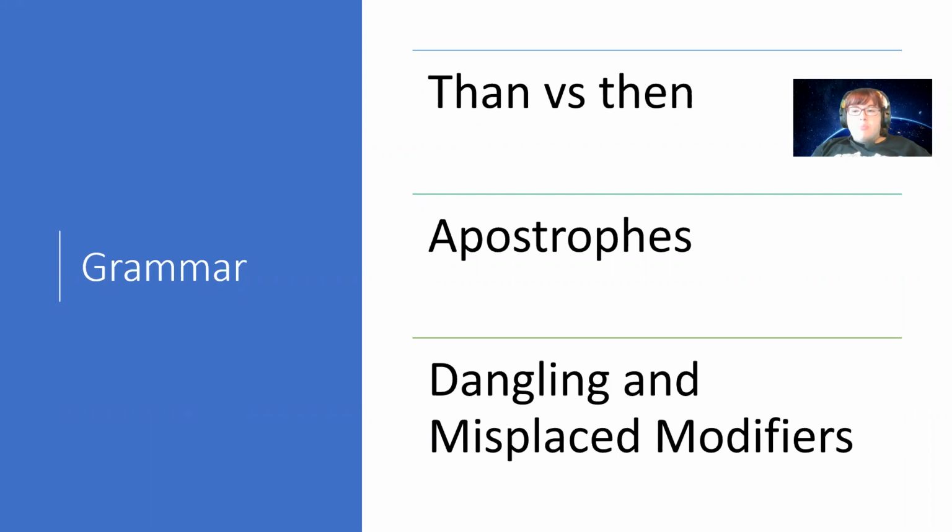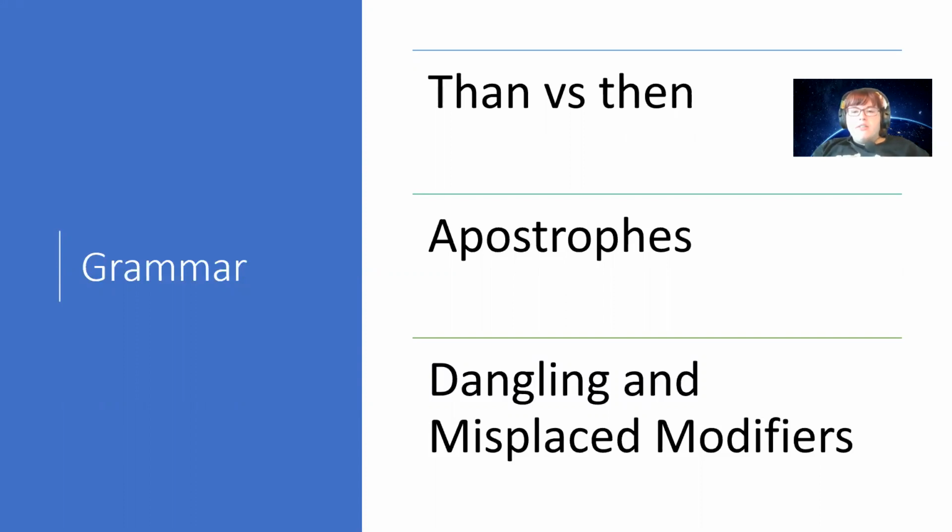THAN is used for comparison. So he is taller than me. I prefer this school, it is better than that one. Then THEN is used to discuss progressions of time. So I did this, then I did that. You want to make sure you use the correct one so that when you're writing, it makes sense when you're comparing things or when you are using a progression of time.